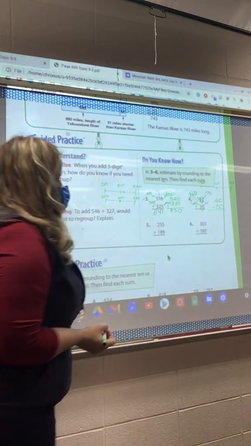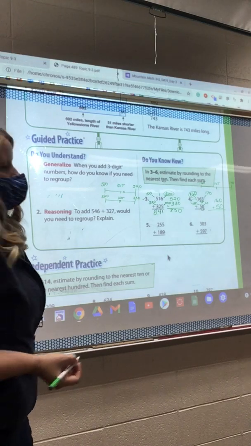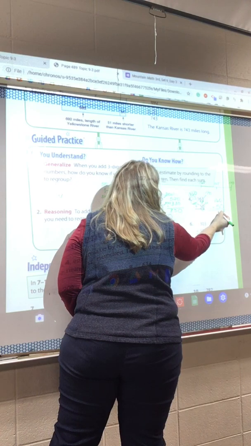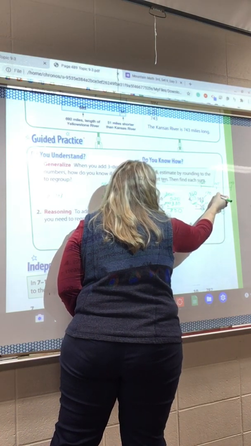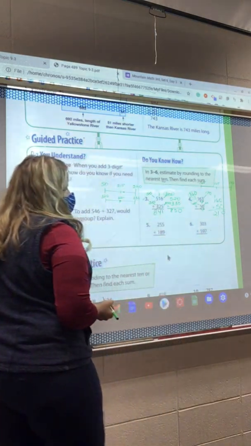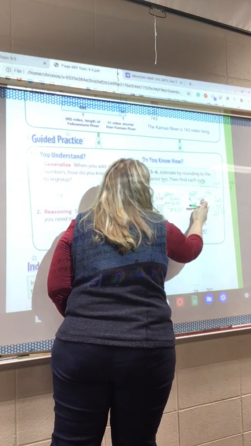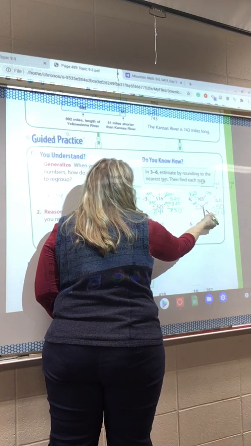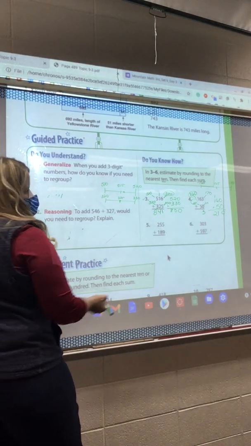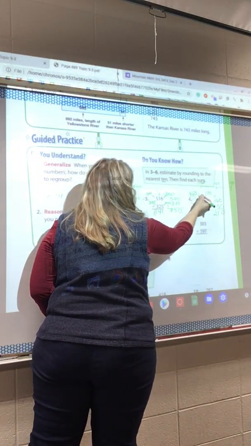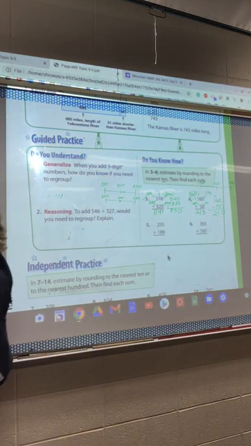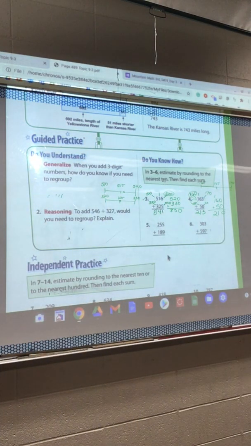So what's in the ones place? 0 plus 0 is 0. 6 plus 5 is 11. What do I do with that other one? 1 and 1 is 2. I end up with 2 tens. Okay, let's go ahead and add our regular numbers. So 3 plus 0 is 3. 6 plus 5 is 11. 1 plus 1 is 2. 213. Is 213 reasonable? Yes.